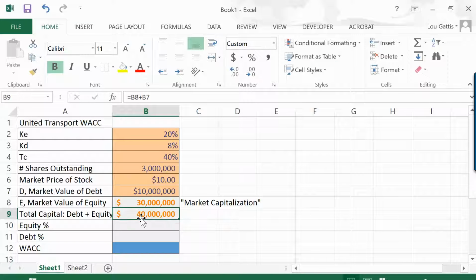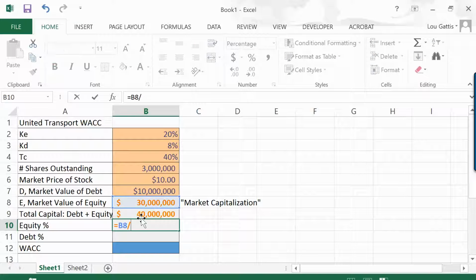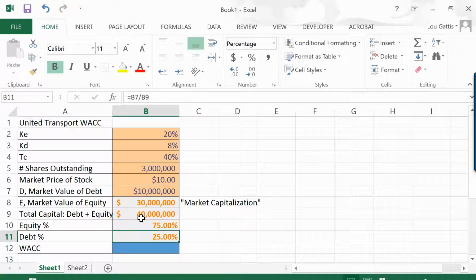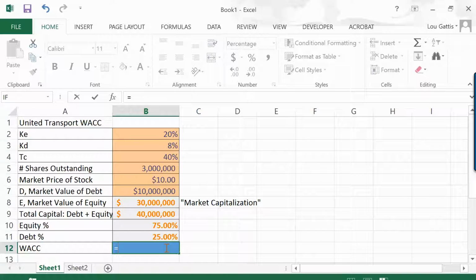So this firm has $40 million of capital, which is 75% equity and 25% debt. So 75% of the firm in some way is financed with equity, which requires 20% return, and 25% is financed with debt that requires 8% return. So let's calculate the weighted average cost of capital.